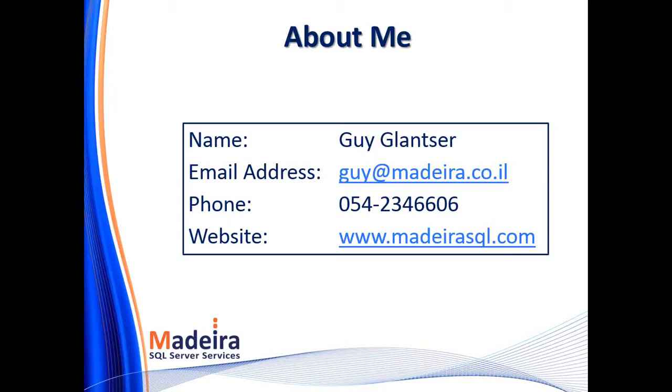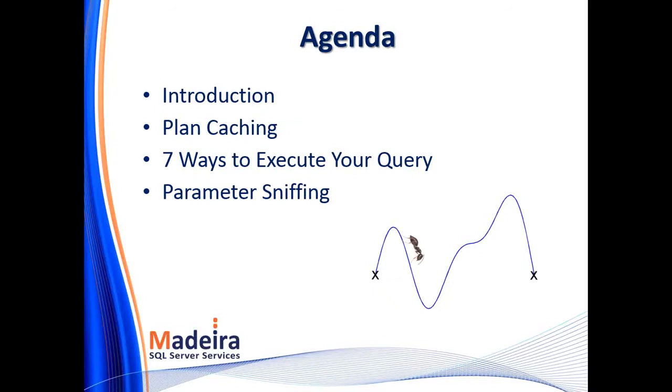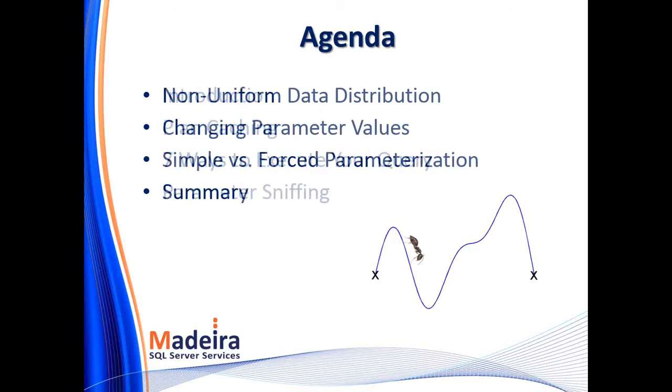I'm going to talk today about plan caching, how the plan cache is used inside SQL Server. I'm going to talk about how we can write and execute a query. There are 7 ways that I'm going to show you, and the differences between them. I'm going to talk about parameter sniffing, which is a very important topic, the pros and cons, and when it is good and when it is bad. What do we do when we have a non-uniform data distribution in our tables. A few things about changing parameter values inside your stored procedures, which is a very important subject. And I'm going to summarize with simple versus forced parameterization. I'm going to talk about it later, so I'm not going to explain it now. Of course, the summary. Let's start.